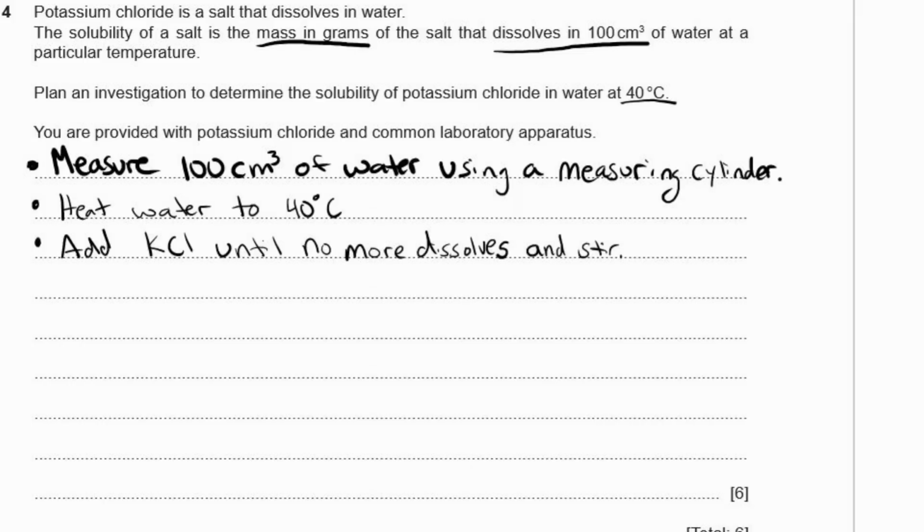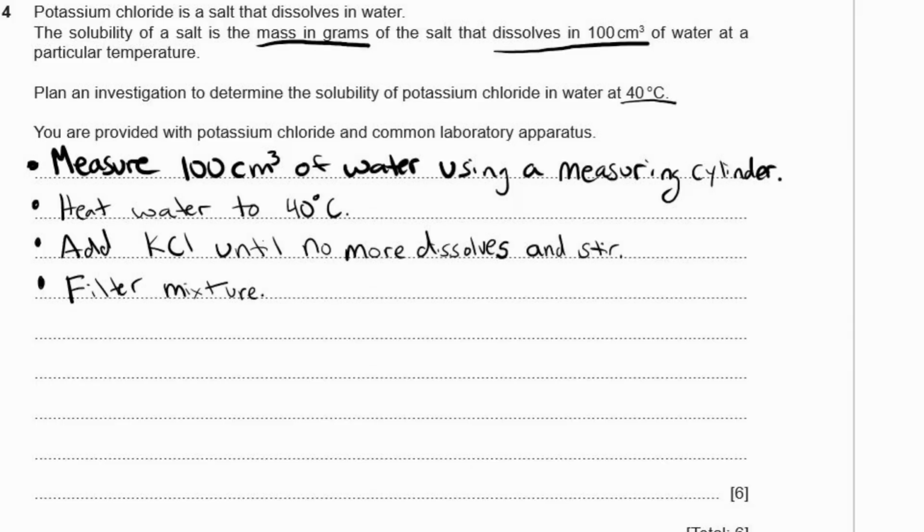Just dumping the potassium chloride in and waiting for it to dissolve would take way too long. You need to make sure that it's properly mixed in with the water. Okay, once you've kept adding it and you've kept stirring it, and there's a little bit left that just does not dissolve, you want to filter out the potassium chloride that didn't dissolve. So you want to filter that mixture.